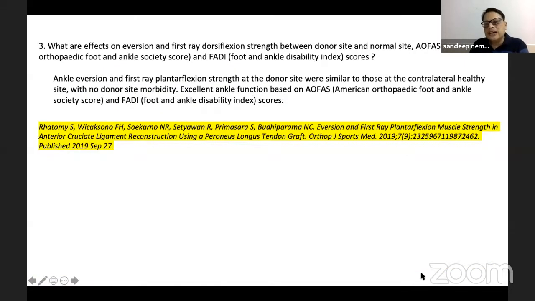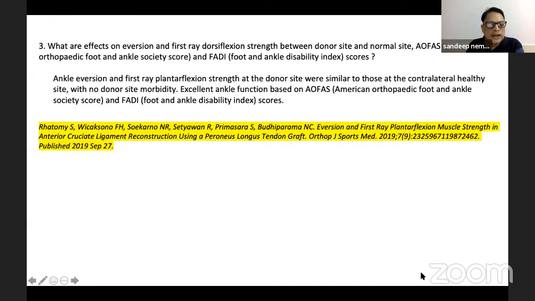Then obviously there is a concern about the function of the foot after the harvest of this graft. So this study specifically looked into the plantar flexion weakness or effects on eversion and first ray dorsiflexion strength between the donor site and the normal site, then American Orthopedic Foot and Ankle Society scores and foot and ankle disability scores among patients where the peroneus longus tendon was harvested for the purpose of reconstruction.